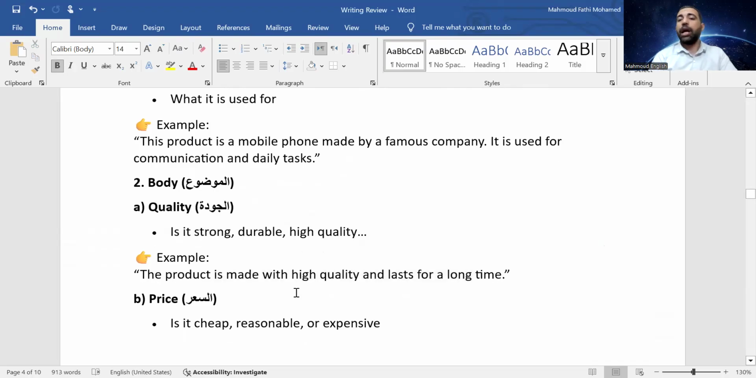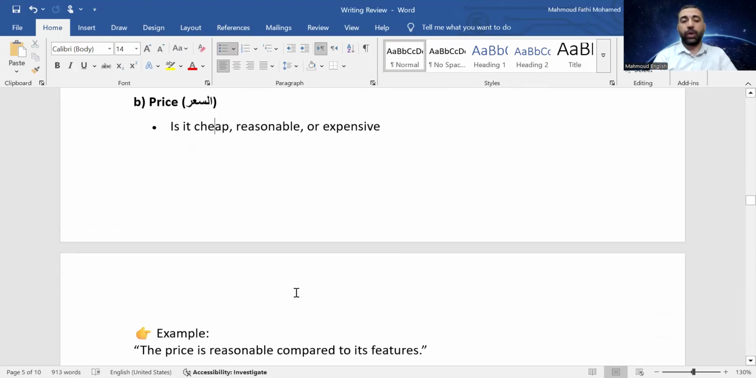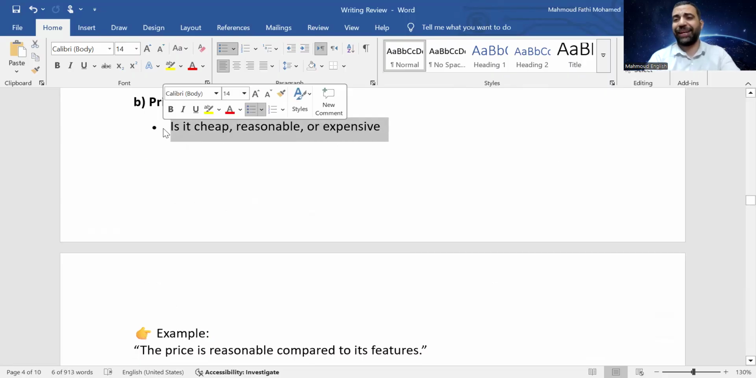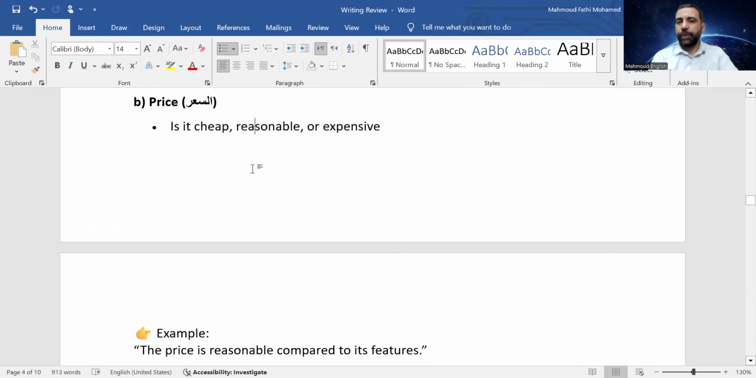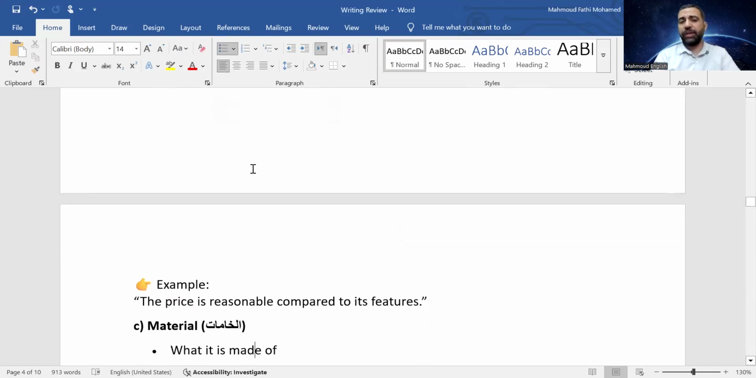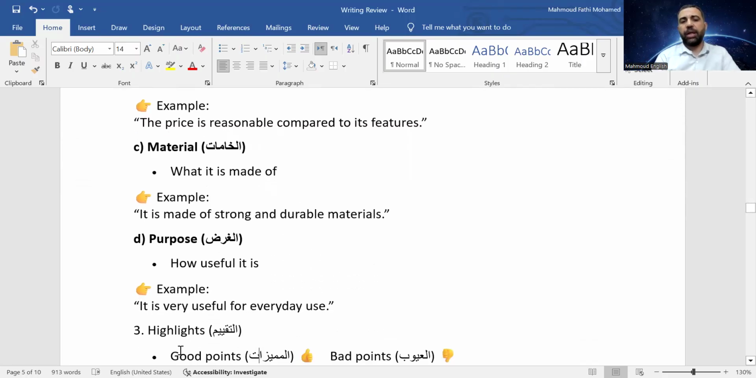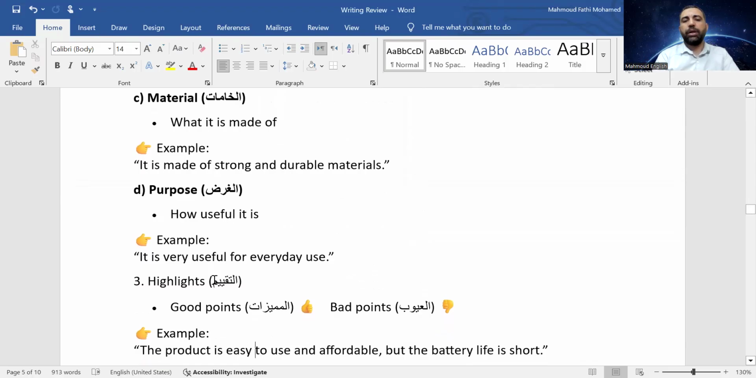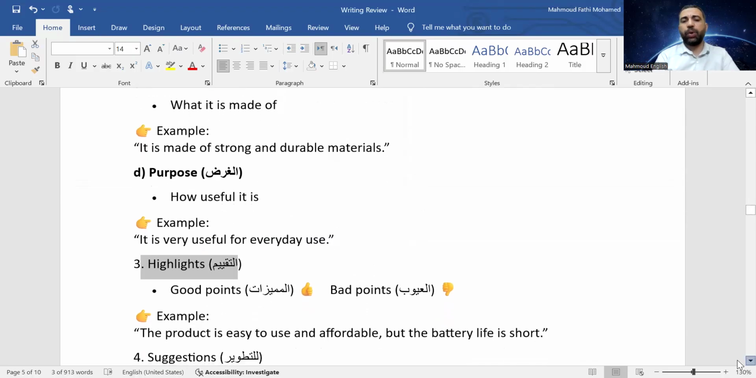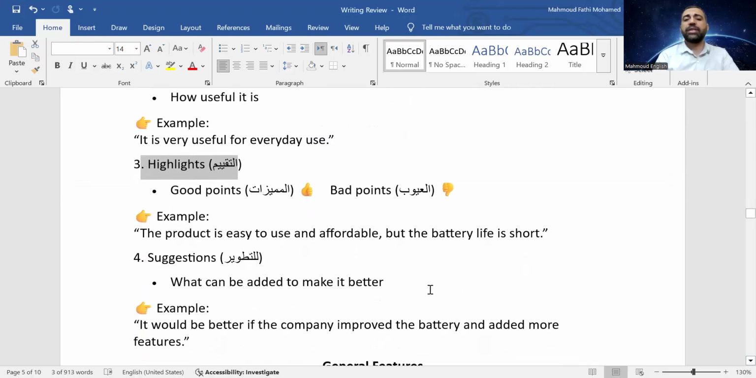This could be also the price, but also like the film, sorry, like the book. We say the price, and also like the place. So is it cheap? Is it reasonable? Is it expensive? You can tell me so. The materials that are used in your device here. Tell me plastic, tell me wood, whatever, metal, and the purpose of it. Is it useful or not? And then at the end, you can evaluate it. Tell me the good points and the bad points of it. Okay, and you have to evaluate at the end, and you can suggest something.